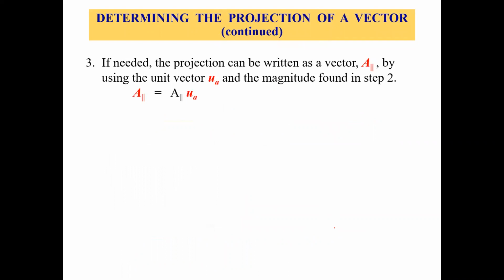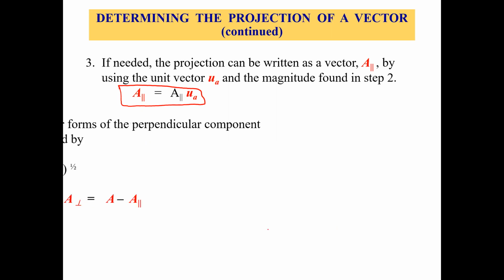Now, if required, the projection can be written as a vector A parallel by using the unit vector U sub a and the magnitude found in step 2. Okay, so if you want to find the parallel vector in vector form, then we can do this. A parallel vector equals A parallel, which is the scalar, times U sub a. So this will give us the parallel component in vector form. All right. Okay.